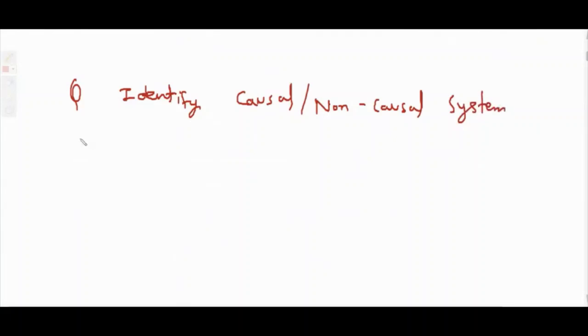Okay. Number 1, h of t equal to e raised to 2t u of t minus 1. We have to tell whether it is causal or non-causal. So you may give some thought. We will think about the conditions like that. After some time I will tell you the shortcut technique.